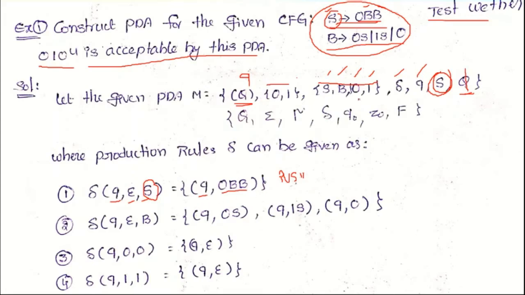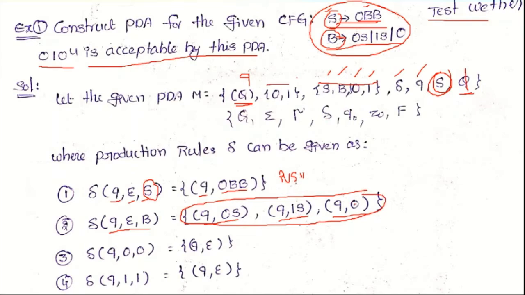And next, one more production rule is there, which starts with non-terminal B. So that's why delta of Q comma epsilon comma B. Its RHS contains 3 productions, so we write each and every one. That is Q comma 0S is one production, Q comma 1S is one production, and Q comma 0 is another production. In this process we can perform any one of these 3.